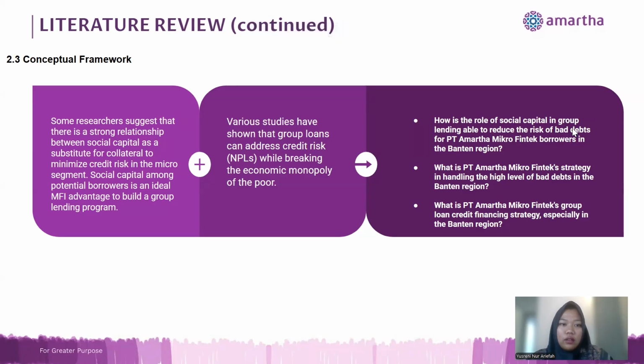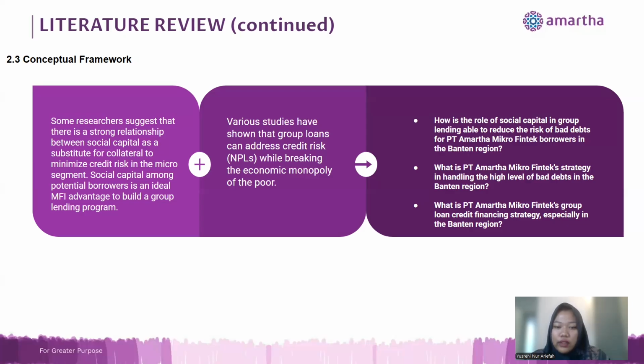Okay, conceptual framework. Some researchers suggest that there is a strong relationship between social capital as a substitute for collateral to minimize credit risk in the micro segment. Social capital among potential borrowers is ideal for a microfinance institution to build a group lending program. Various studies have shown that group loans can address credit risk or non-performing loans (NPL) while breaking the economic monopoly of the poor.